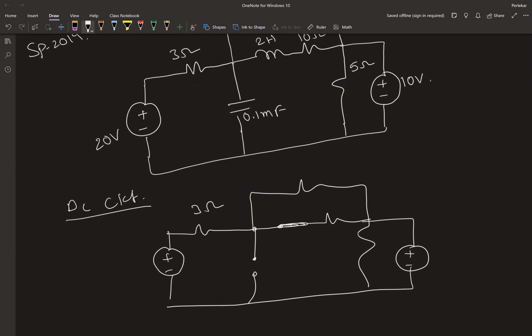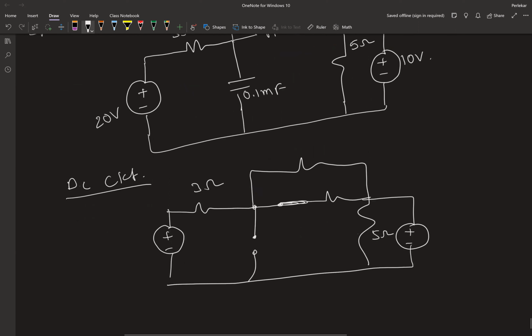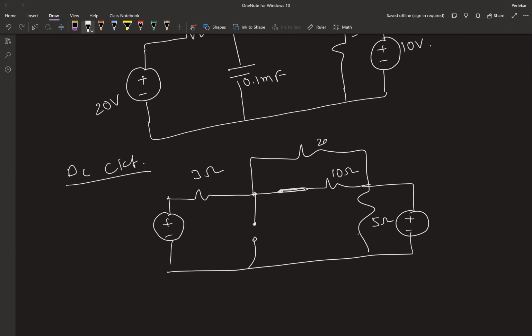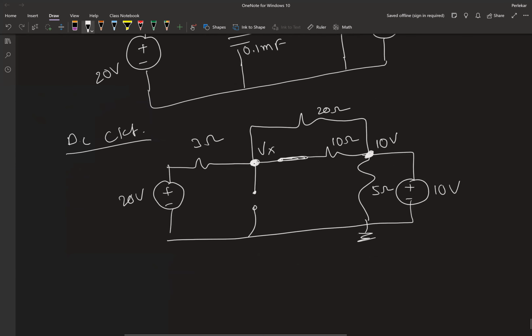That's 3 ohm, 5 ohm, 10 ohm, and 20 ohm, with 10 volt here and 20 volt there. My goal is to find the voltage at this point. Do we know the voltage at this point? I do, because if I ground this, the voltage here must be 10 volt. I'm going to call this Vx.